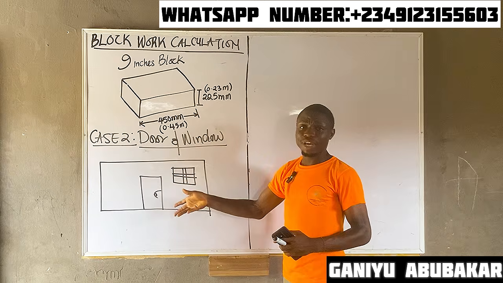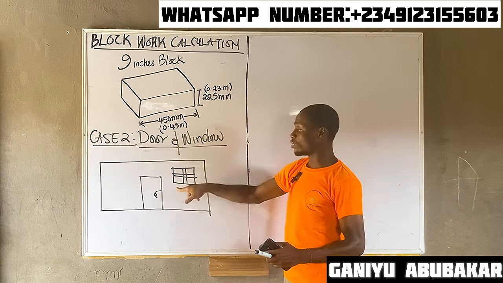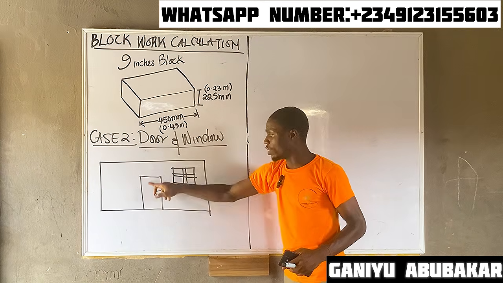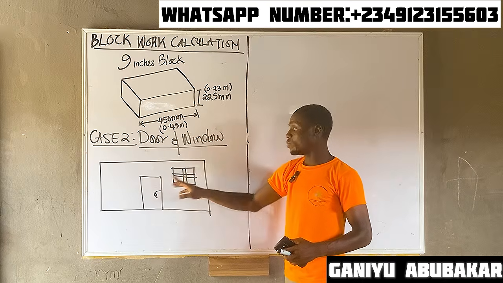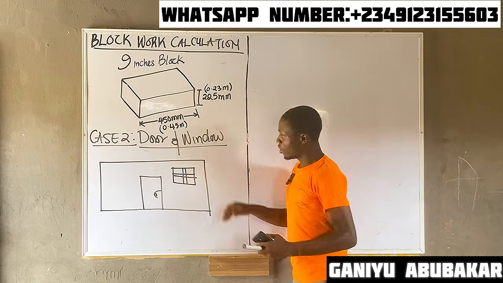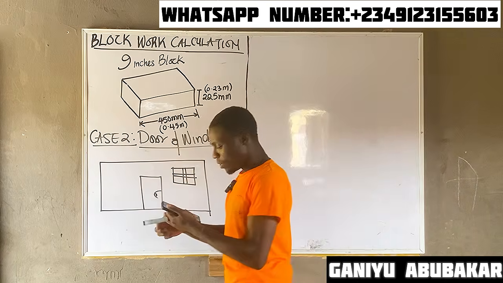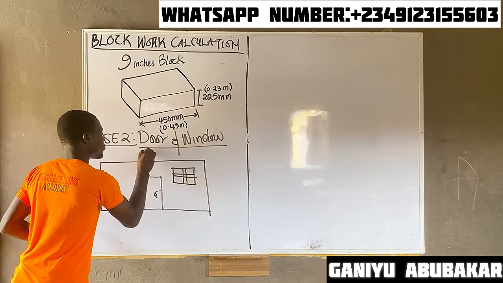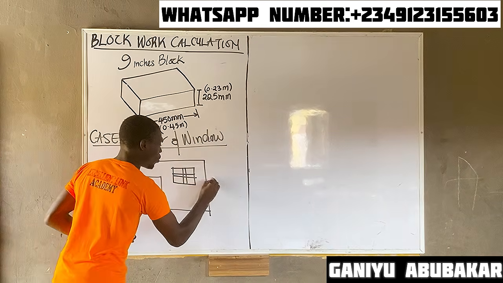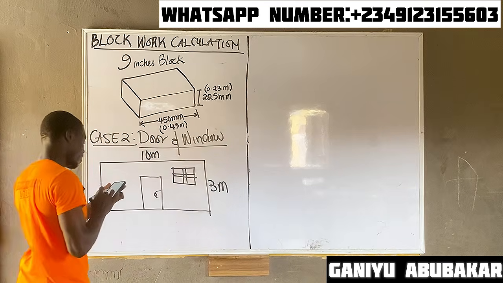Now you can't compare the way we did it initially with this. It will be different because there won't be blocks here. There won't be blocks here. It will just be space and space, right? So in this case now, the value given here is 10 meters. Here is of course 3 meters. All right.